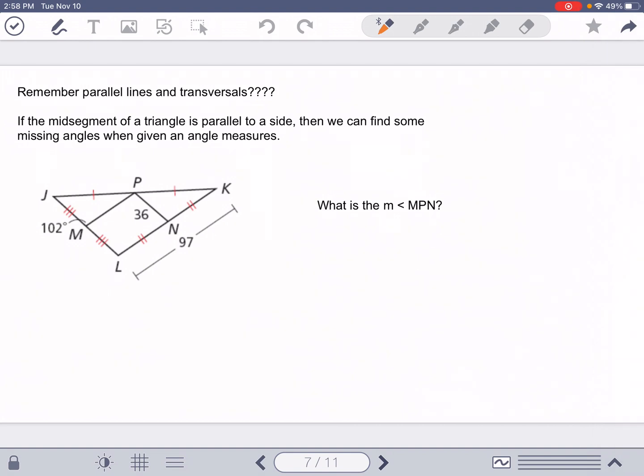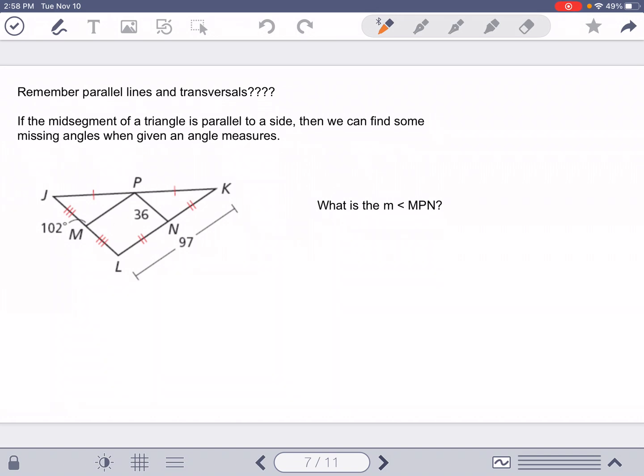There we go. Remember parallel lines and transversals? Well, if the midsegment of the triangle is parallel to a side, then we can find some missing angles when we're given some angle measurements. In other words, we're going to have some alternate interiors, some correspondings, same side interiors. We're going to have some angles that we'll be able to maneuver around and find.